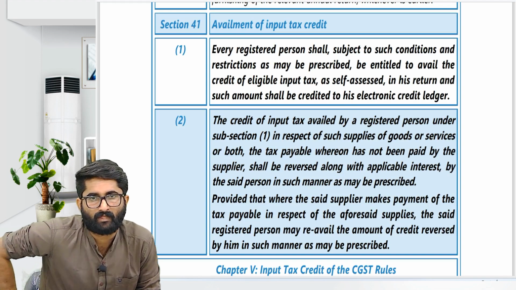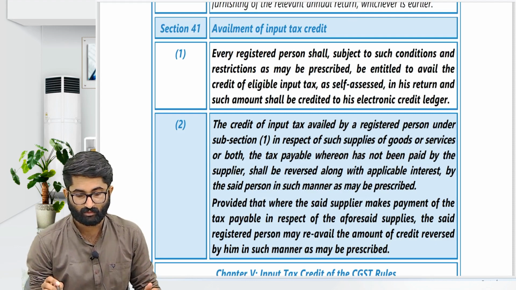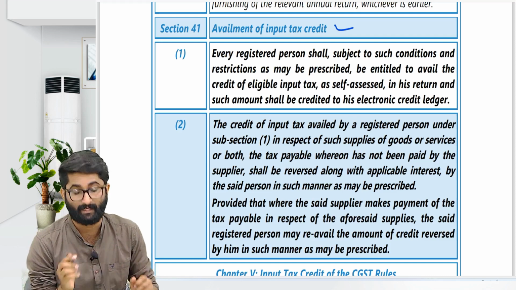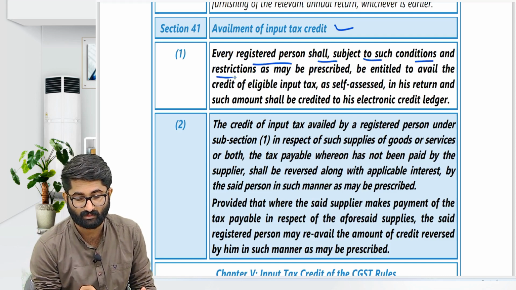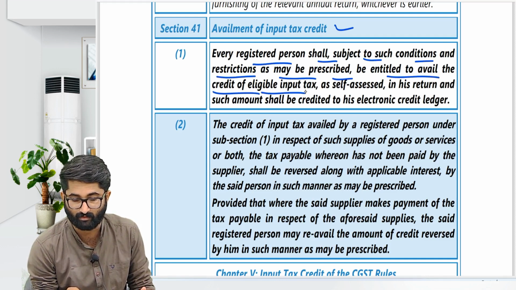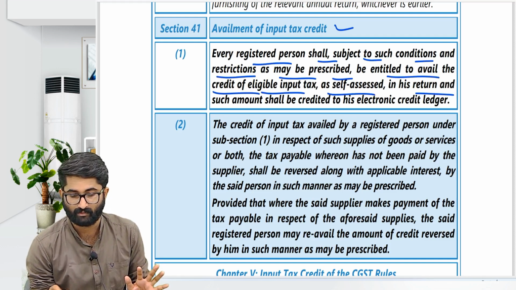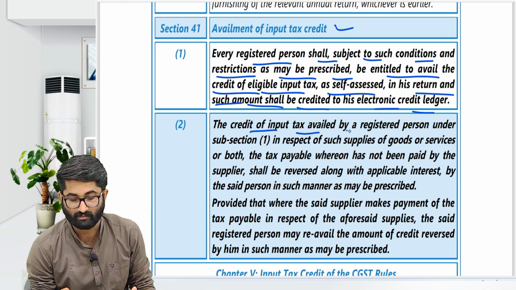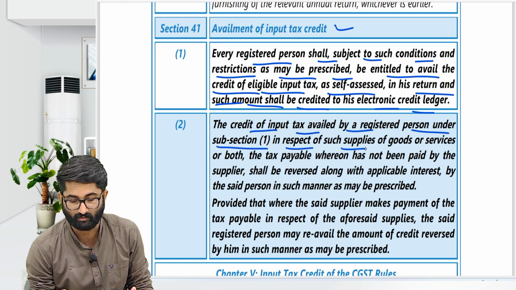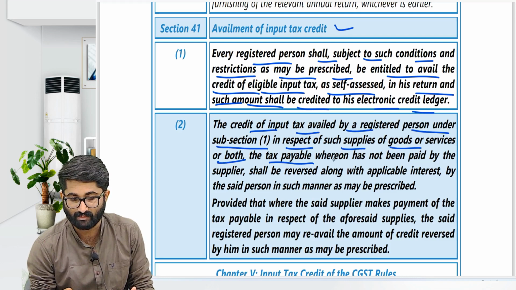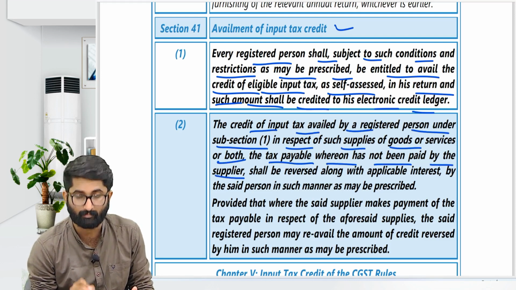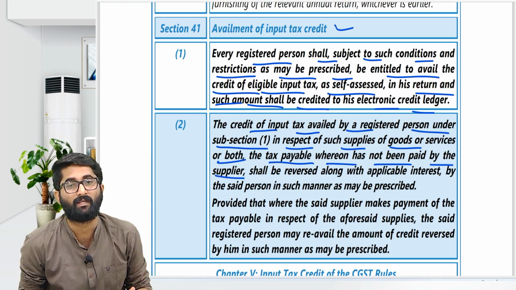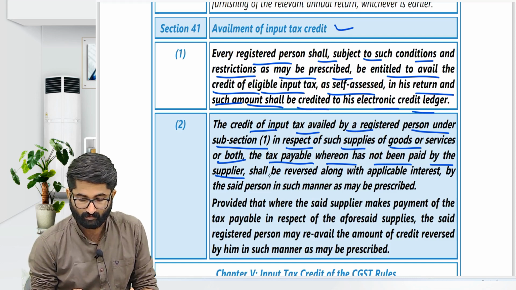So as per section number 41, availment of input tax credit. Every registered person, subject to such conditions and restrictions as may be prescribed, shall be entitled to avail the eligible ITC as self-assessed in his return, and the amount shall be credited to his electronic credit ledger. But the credit of input tax availed by the registered person under subsection 1 in respect of such supplies of goods or services or both, the tax payable whereon has not been paid by the supplier. What if the supplier does not pay it to the government? I paid it to the supplier, but the supplier is not paying it to the government, sir. In that case, it shall be reversed.